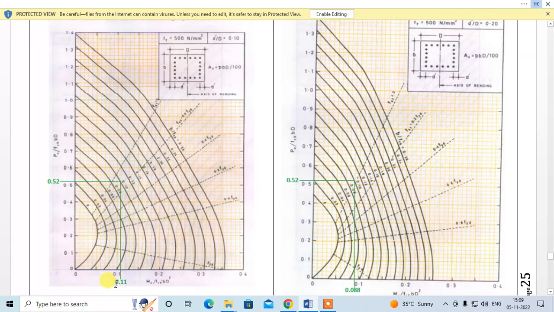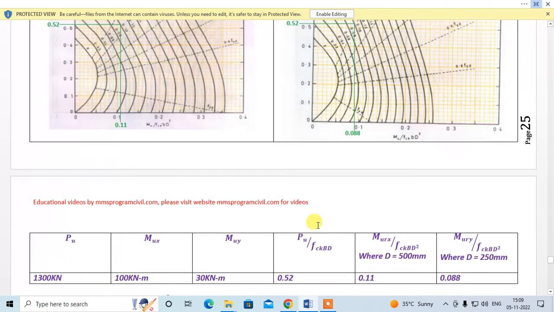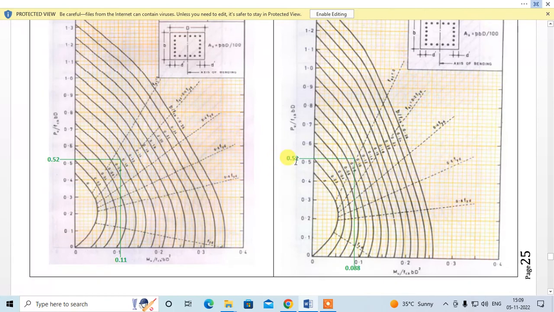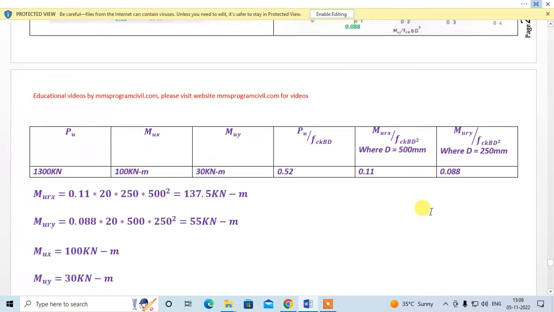0.52 I get, I'm using this graph, where p by fck is 1.1. So this is equal to 0.11. Now again about my minor axis, for 0.52, this is 0.088. So my Murx will be equal to fck b D square into 0.11, so that is 137.5. My Mury will be equal to fck b D square into 0.088, that is 55 kilonewton meter.